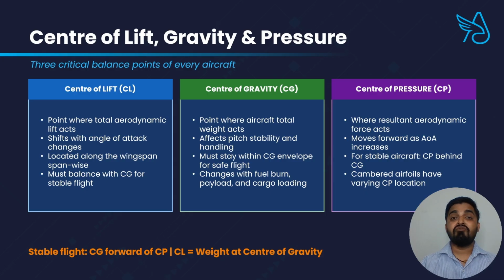If the CG is too far forward, you can conclude that the nose is too heavy. If the CG is too far back, you can conclude that the tail is too heavy and the aircraft becomes unstable and may flip. Every aircraft has a CG envelope, which is a safe range within which the CG must stay. The next point is the center of lift. This is where the total upward lift acts on the wing and it is distributed across the wingspan.